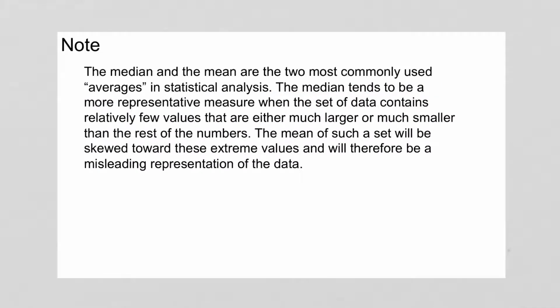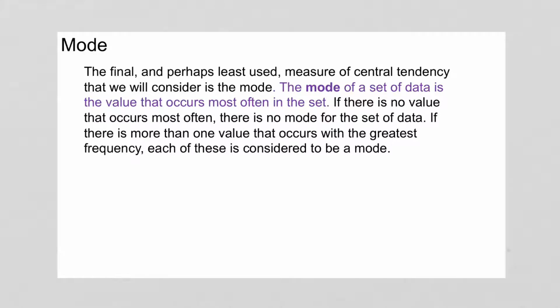Median and mean are mostly used, but you could use the mode. The mode of a set of data is the value that occurs most often in the set. So sometimes there won't be a mode. If there's only one of each data point, then you wouldn't have a mode.